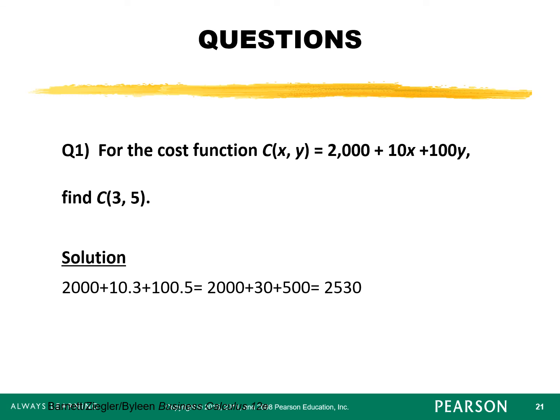The first question is for the cost function C(x,y) equals 2000 plus 10x plus 100y. Now we are going to find C(3,5). What we are going to do is put 3 when we see x, then put 5 when we see y. And when we do that, our answer will be 2530.